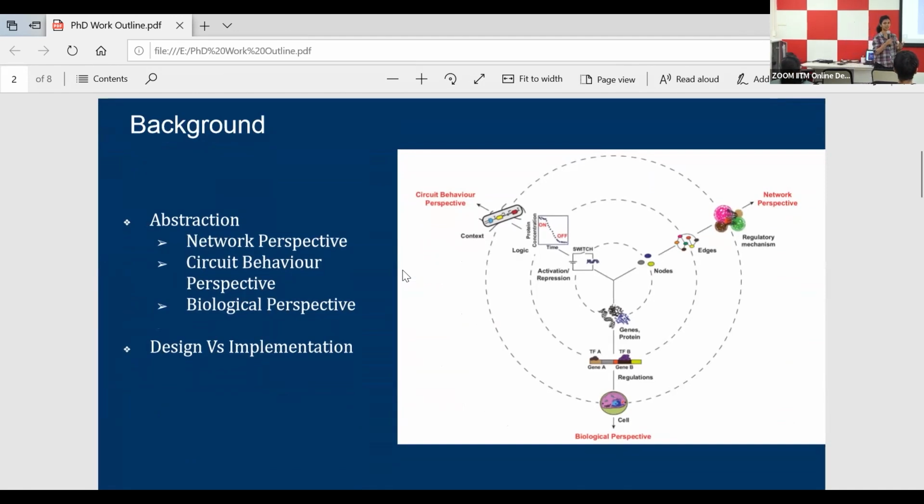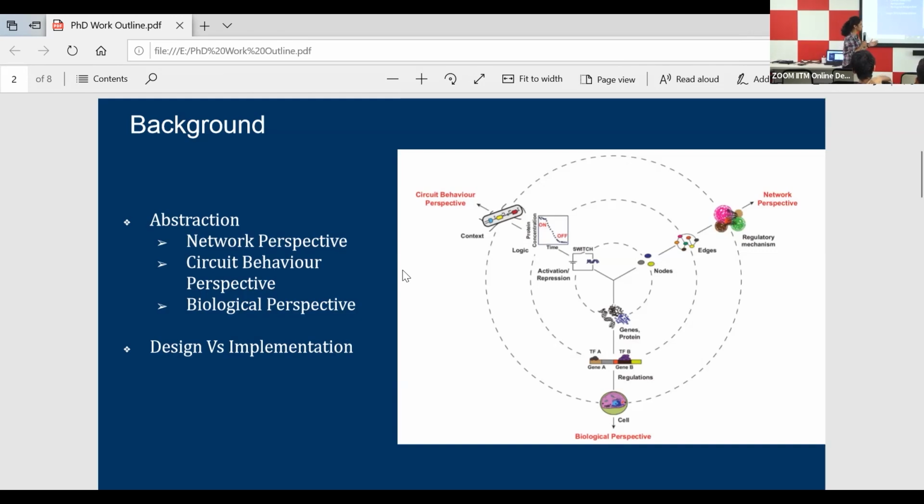So the way I see synthetic biology is it can be distilled into three abstraction perspectives. One is the biological perspective that we have been talking about in this course. Then there is the network perspective, and then the circuit behavior perspective.